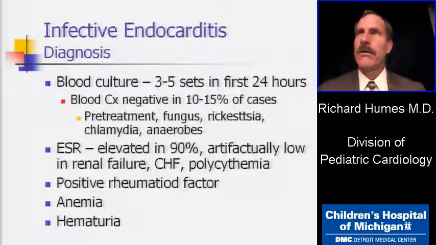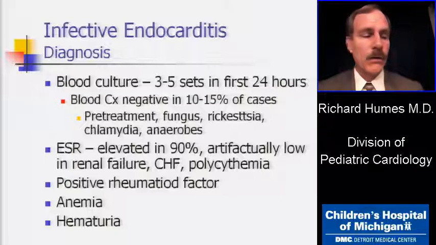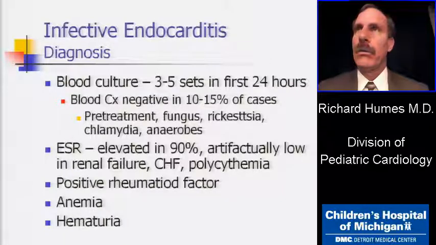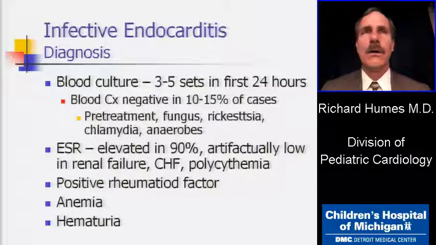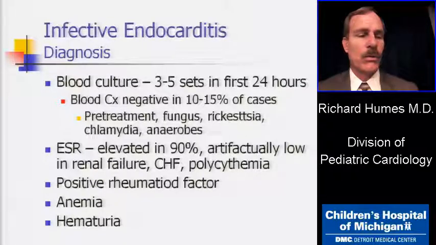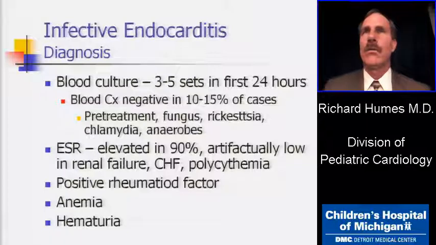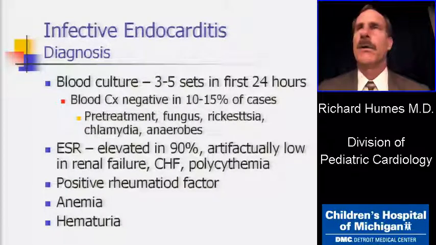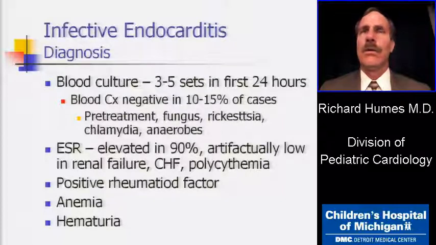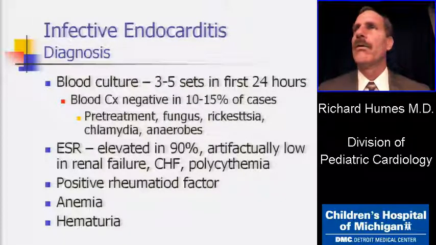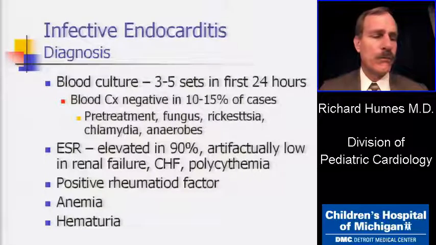There is a small percentage, 10 to 15%, where blood cultures are negative. Also, patients who are pre-treated can have negative blood cultures. So when you suspect endocarditis, you don't want to necessarily rush to treatment. Remember, the S is subacute. These patients are usually not deathly ill, although they don't feel well. So get the appropriate blood cultures first before initiating treatment.